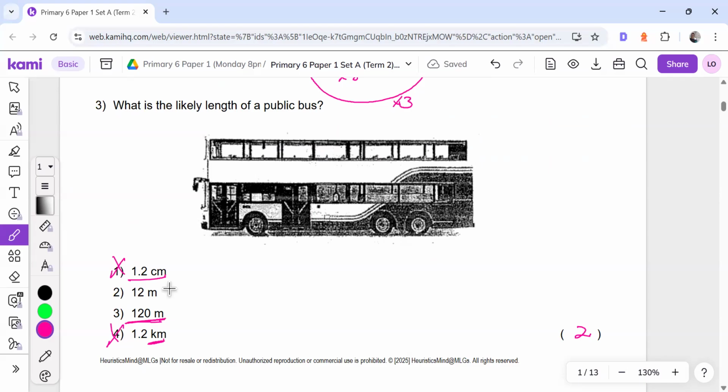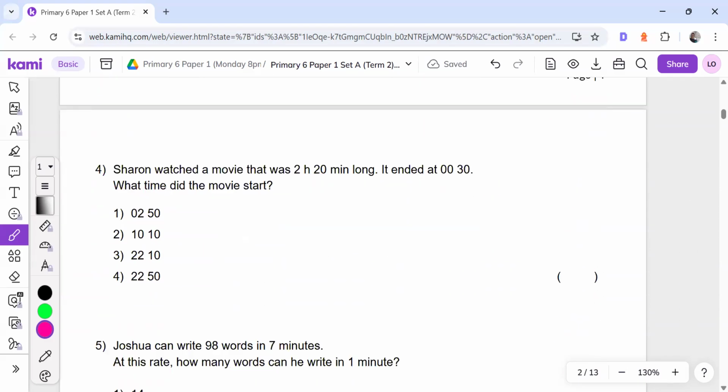So do you think your bus is as long as 100 meters, which is your sports day running competition? That's too long. 120 meters is too long. So the correct length is 12 meters. So the bus is about 12 meters. So you have to estimate whether it is too long or too short. Okay, next one, question 4.